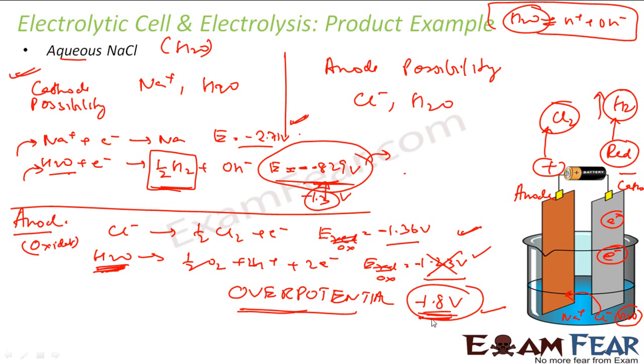Without applying over potential, it looks like in the competition between chlorine and water, water will win to get oxidized. But the moment you apply the over potential concept, you will see that water needs 1.8 volt to oxidize, chlorine needs only 1.36 volt to oxidize. Thus, chlorine will win and chlorine will get oxidized to chlorine gas.